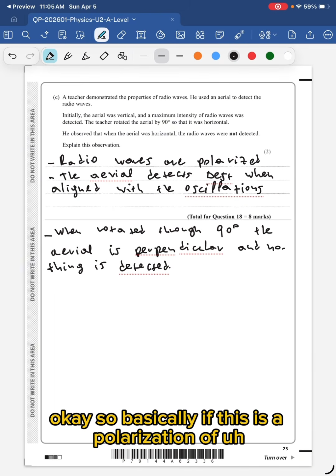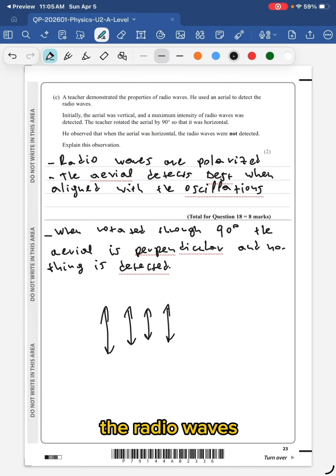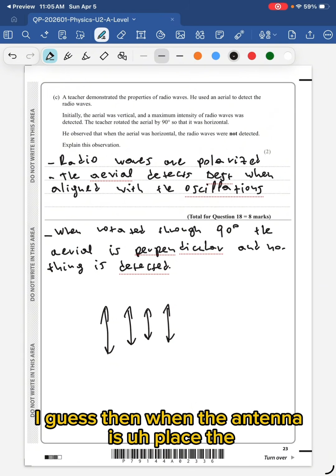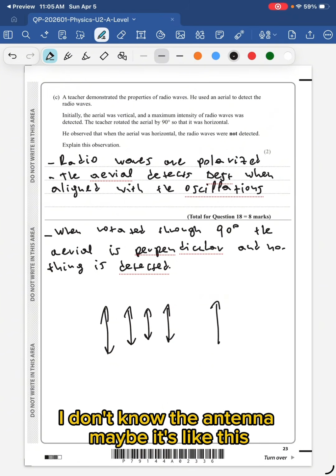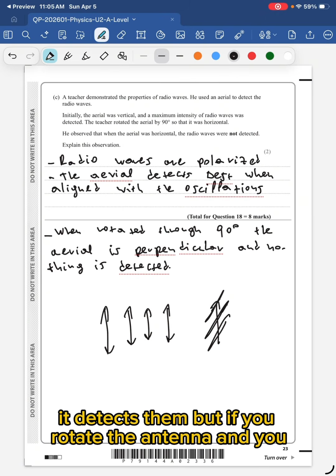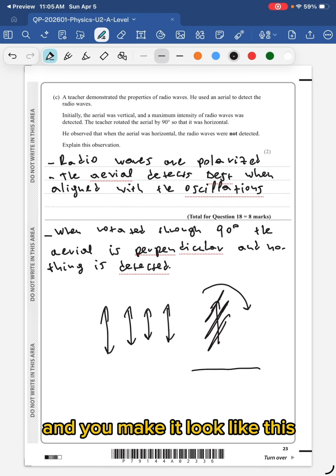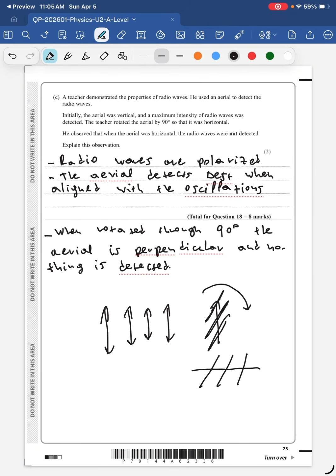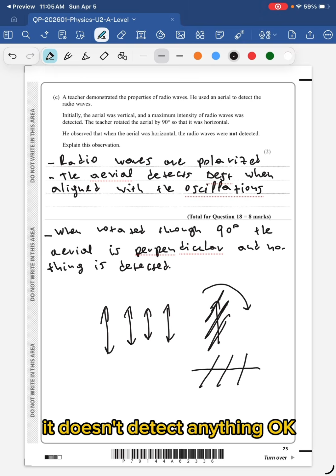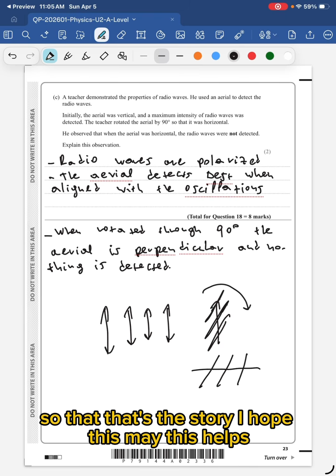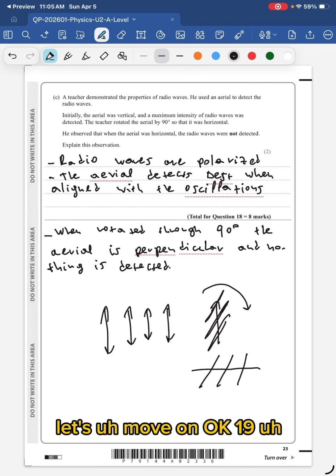Okay, so basically, if this is the polarization of the radio waves, then when the antenna is placed like this, it detects them. But if you rotate the antenna and make it look like this, then it doesn't detect anything. Okay, so that's the story. I hope this helps. Let's move on.